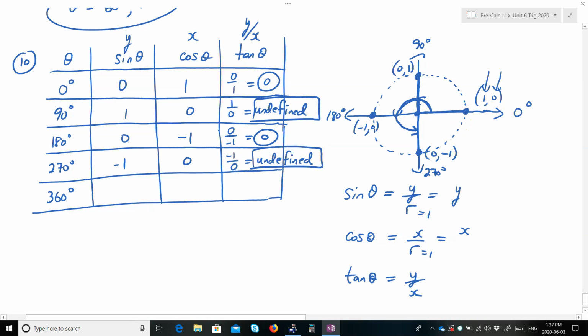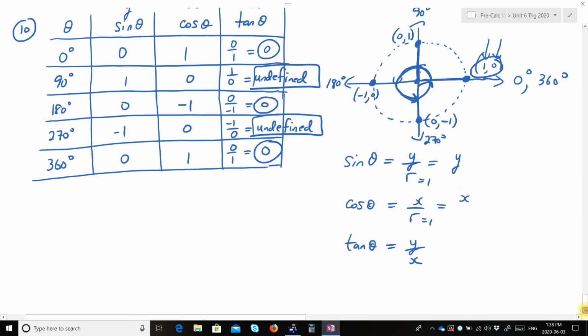And we finally get back all the way around. Once you go in a complete circle, that is 360 degrees. We are back at this point with those coordinates. So sine of 360 degrees is the y-coordinate, 0. Cos of 360 is the x-coordinate, 1, and then you go y over x, 0 over 1, which is 0 for tan. All right, so there's number 10.